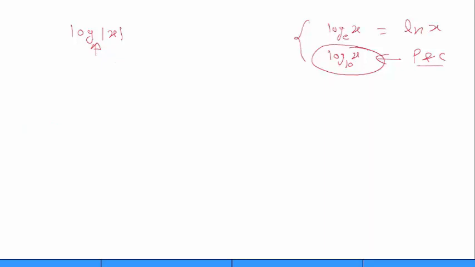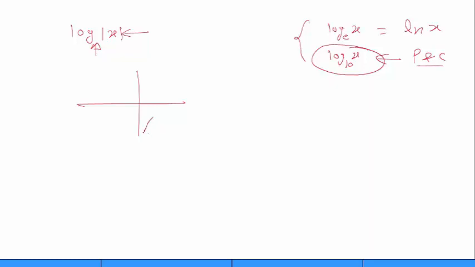So if I take the graph of log modulus x, modulus x means you can give x any value. In the previous case you could not give negative values for x, but now in this case you can give x negative values also, and it will be exactly the same as positive.